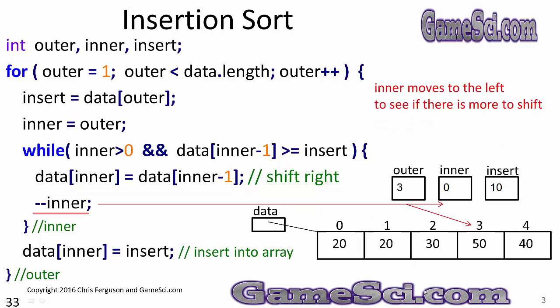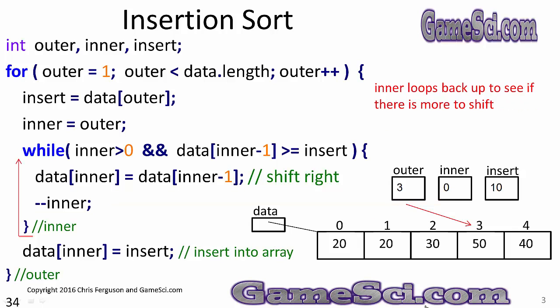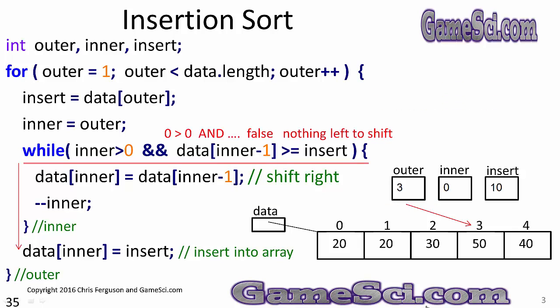Minus minus inner moves to the left to see if there's more to shift. We'll hit the end of the inner while loop, and we'll back up to see if there's more to shift. 0 greater than 0 is a false statement. If the left side is false, I don't even have to check the right side. That's false. This whole thing has to be false if 0 greater than 0 is false. There's nothing left to shift.